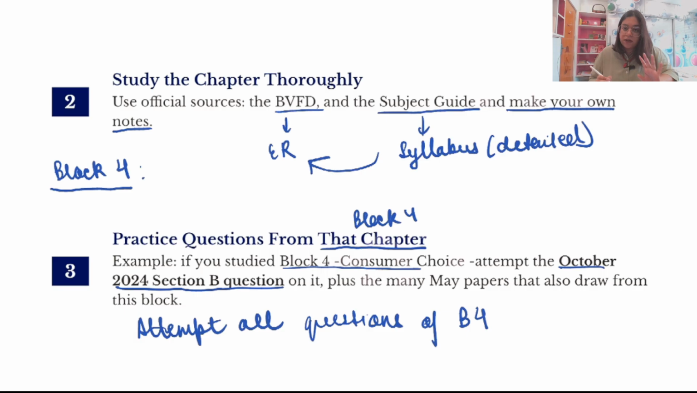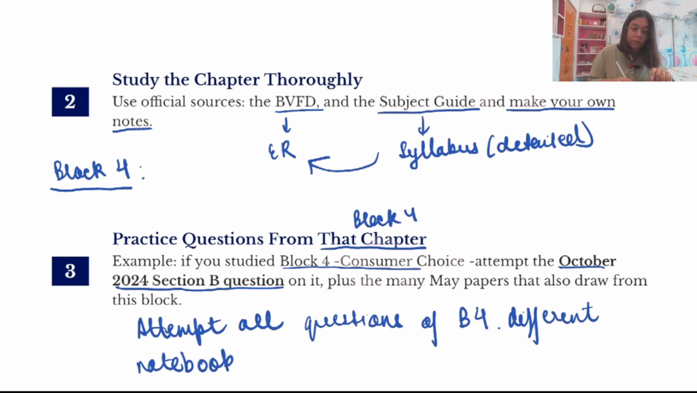Once you are done with this attempt, just make sure when you are attempting these questions, you are attempting them in a different notebook from the notes one, because your notebook should just have revision ready notes. If you write the questions there, do the rough work there, it will just be a mess, and in the end when you have to revise 20 blocks, it will be a mess. So I will also mention here, have a different notebook for notes and have a different notebook for questions.